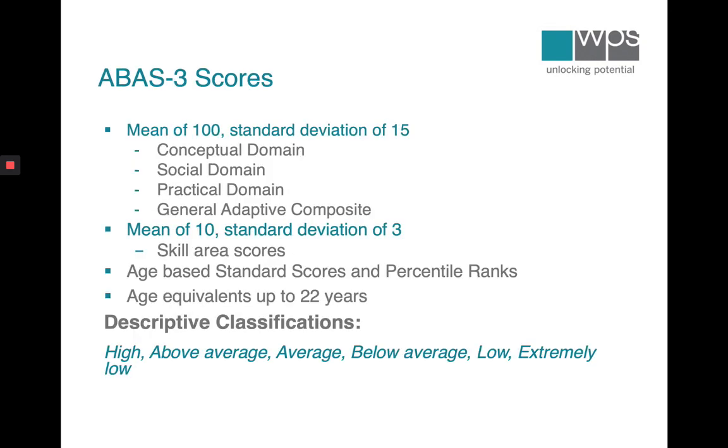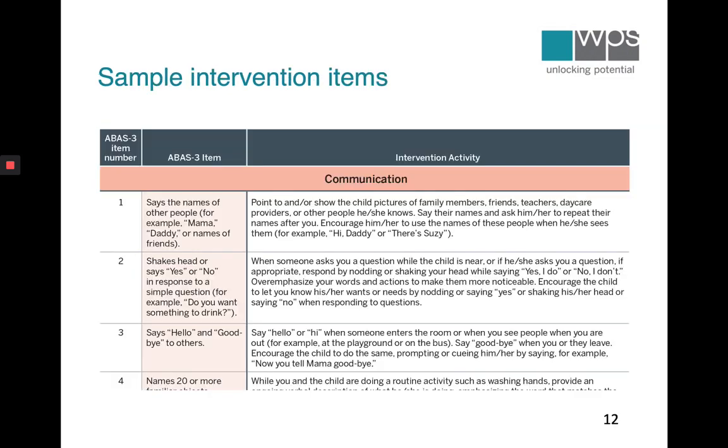When scoring the ABAS-3, you're going to get a standard score for the general adaptive composite score, as well as for the 3 domains. Then on those 10 different skill area scores, you will get scale scores as well. The standard scores and percentile ranks are based upon age. The descriptive classifications for the ABAS-3 are average to high, and then below average, low, extremely low.